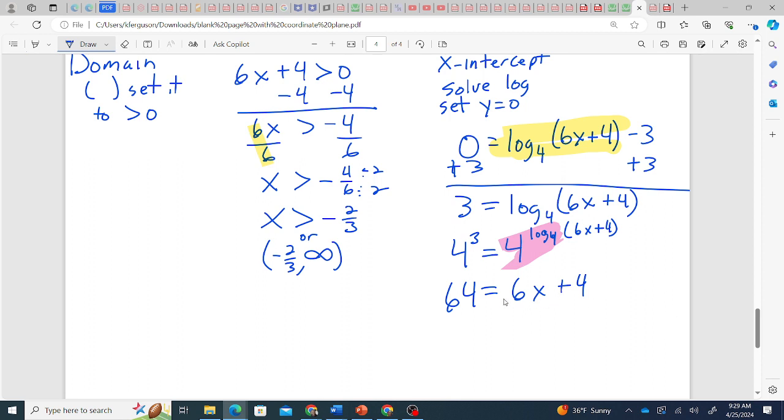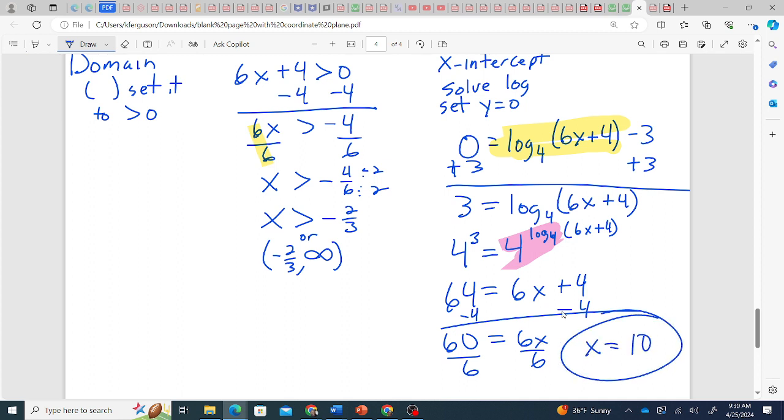The next thing is now I just have a standard equation. I'm trying to solve for x. Isolate x. I do the exact same steps that I did for the domain. I subtract 4 from both sides. I get 60 on the left, and I get 6x on the right. And then I divide by 6, the same steps I did up there. X equals 10. That's my answer.